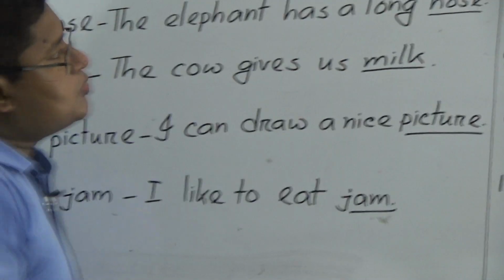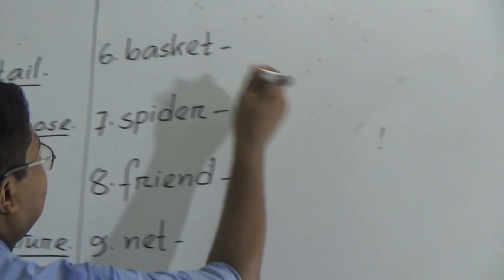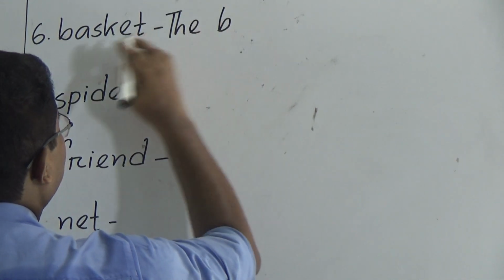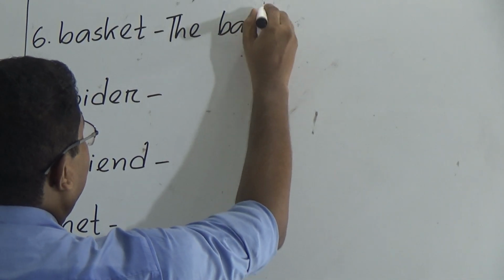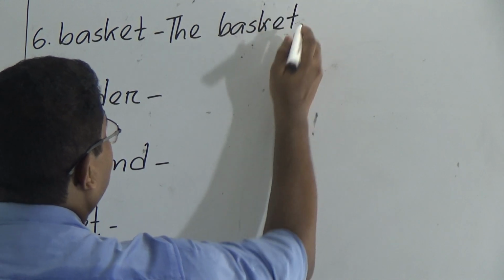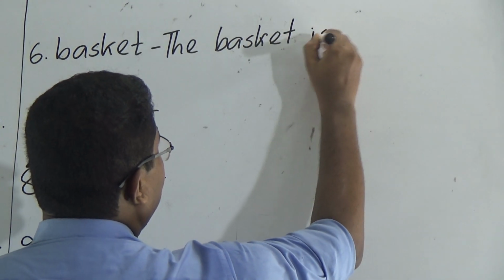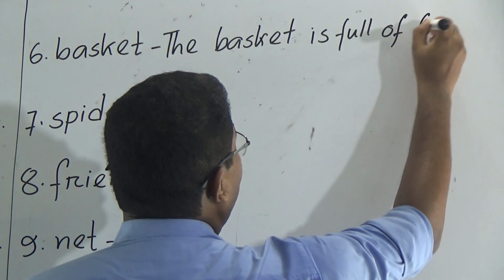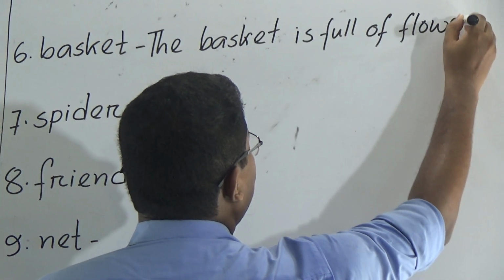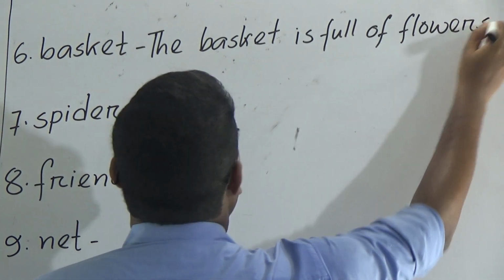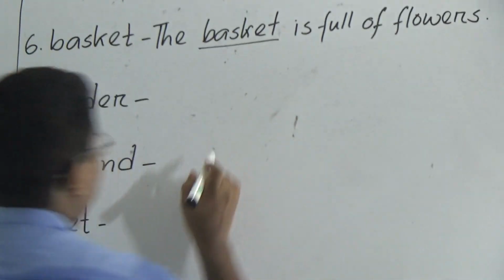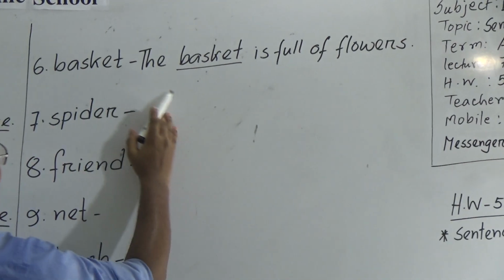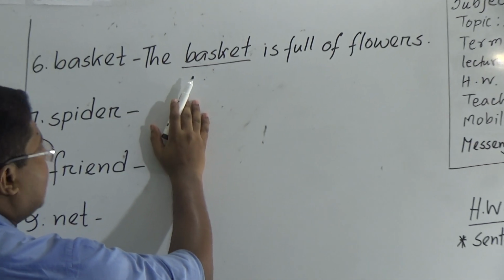So next, move to the next word, basket. The basket, B-A-S-K-E-T, basket, is full of flowers. So our word is basket. I have underlined the word. The basket is full of flowers. If you write, I bought a basket, this is correct.